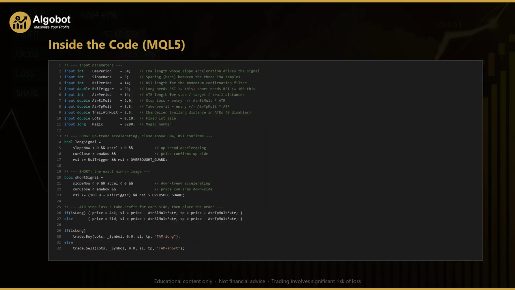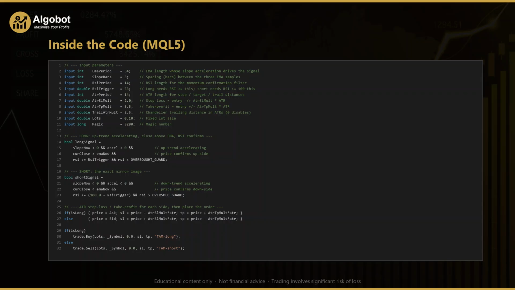SlopeBars, defaulting to 3, is the spacing between the 3 EMA samples. RsiPeriod and RsiTrigger control the momentum filter with the trigger set to 53. Then AtrPeriod, AtrSlMult, and AtrTpMult govern the stop and target distances. AtrMult controls the trailing stop, and Lots and Magic set the fixed trade size and identifier.